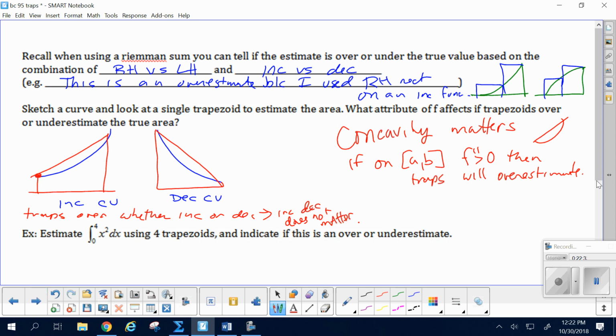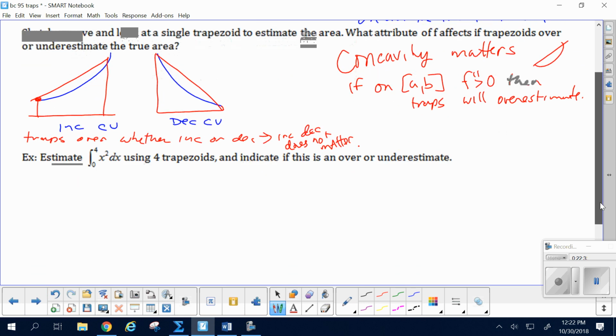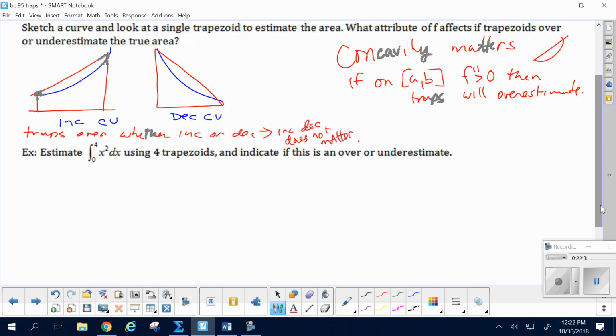Would you give that a go and then tell me the over-underestimate conclusion? I know it feels like you could do that in your sleep, but it's pretty important and pretty common, so it's worth practice. It doesn't say equal subdivisions, but let's assume equal subdivisions, okay?